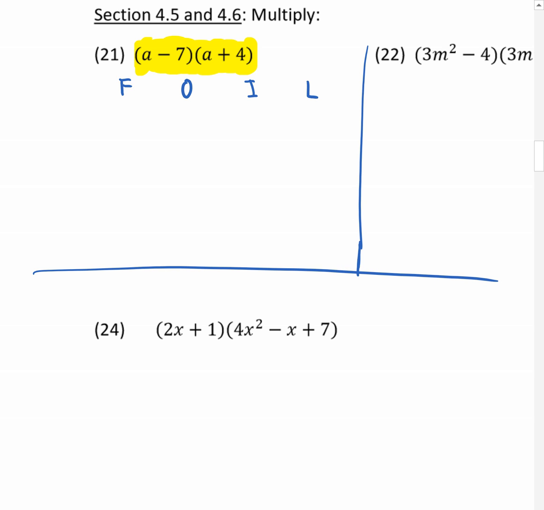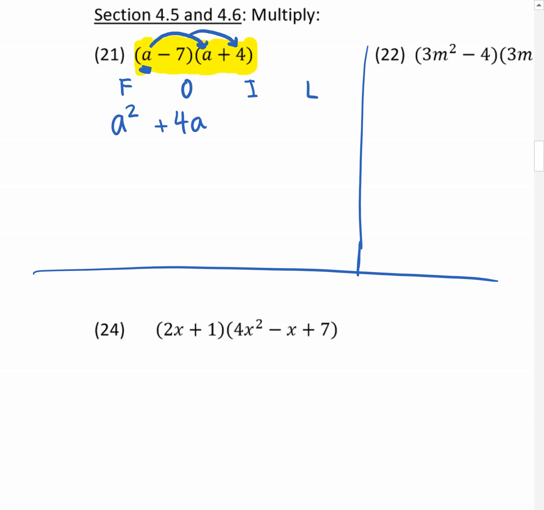Or, to me it's even easier, I just focus on one term of the first binomial, like a, let's say. Okay, I'm focusing on a. I'm going to distribute it onto both of the terms in the second binomial. So first I'll do a times a, that's a squared. A times 4 is 4a.